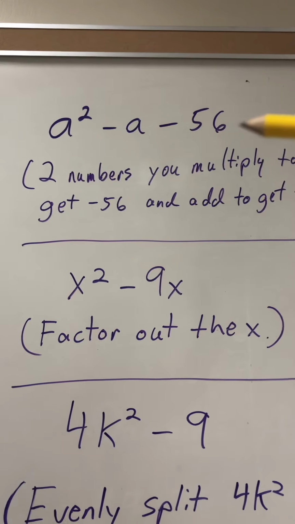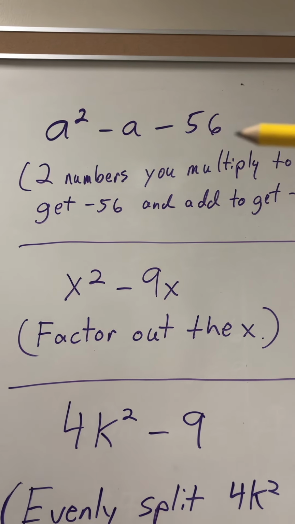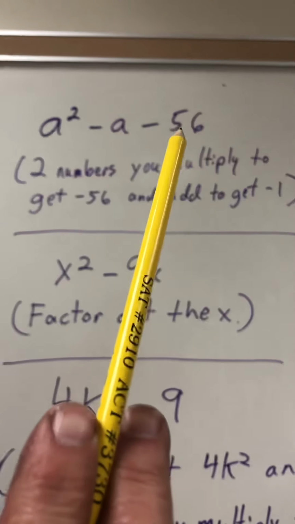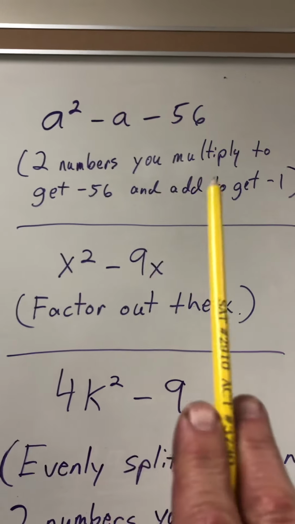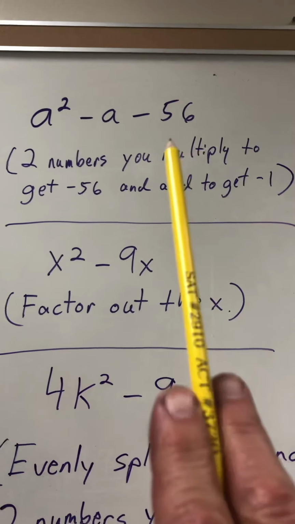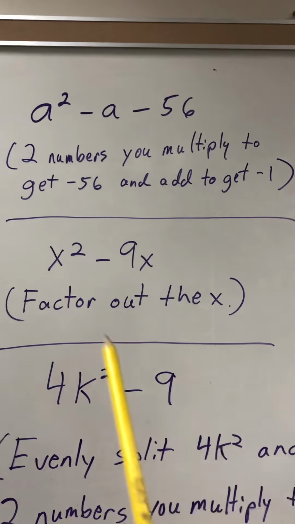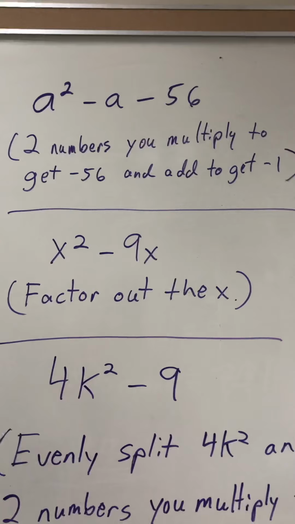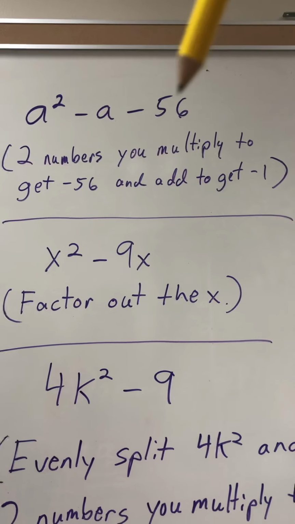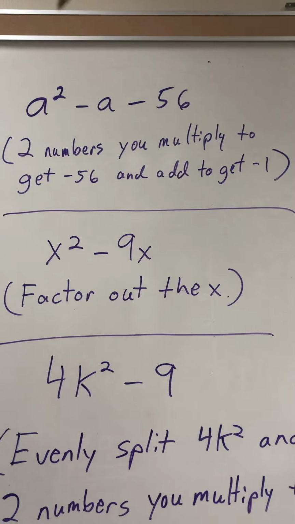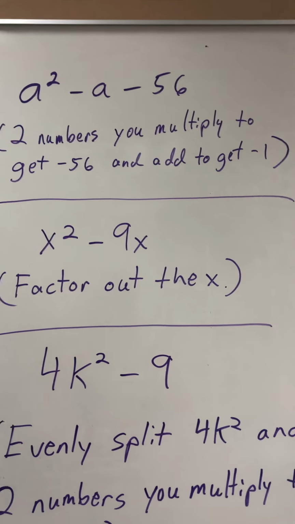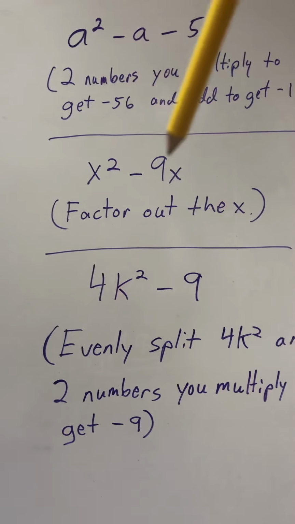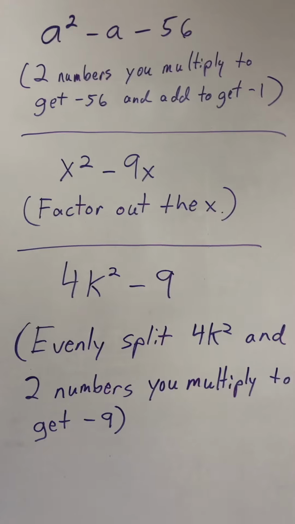Once you come across this problem, a squared minus a minus 56, the help that I could give to you is to think about the two numbers that you multiply to get negative 56. So two numbers, you multiply them together, but then when you add them together, you get negative 1. So that's that negative a there. So two numbers you multiply together to get negative 56, but then when you add them together, you get negative 1.